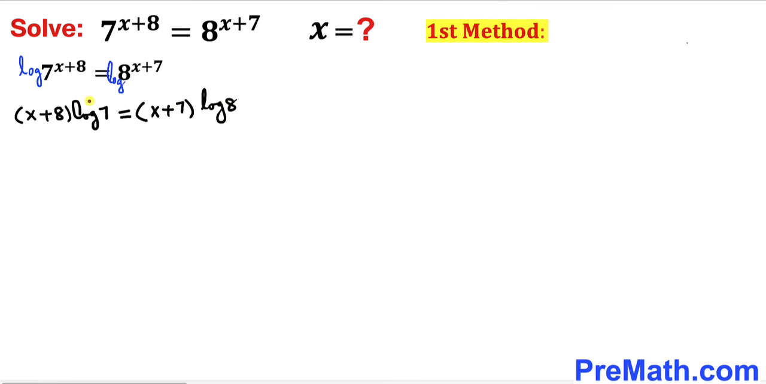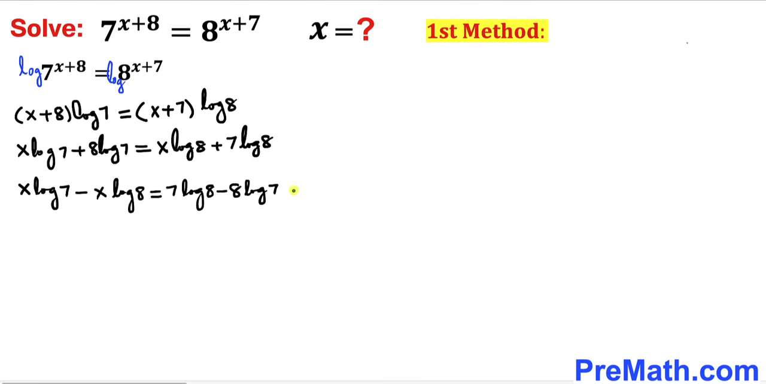Now we are going to distribute log of 7 for both of these terms. Likewise, I'm going to distribute this one as well. Now I'm going to move this term to the right hand side, and at the very same time move this term to the other side as well. As you can see in this next step, I have moved x times log of 8 to the left hand side, and I've moved 8 times log of 7 to the other side as well.